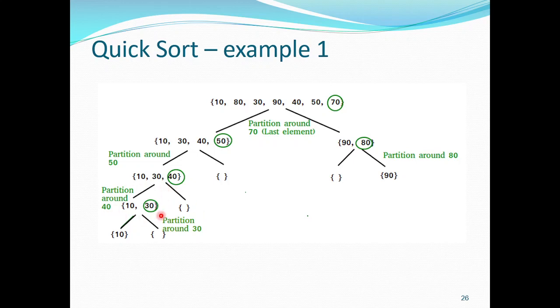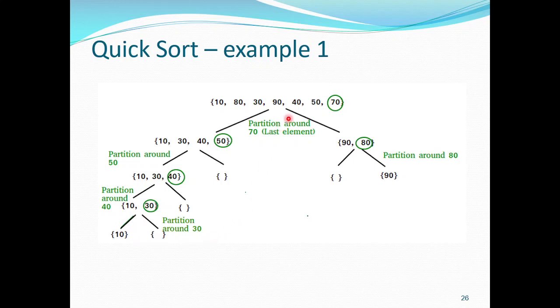So apply the same sort to 10 and 30. 30 is the pivot, because the last element becomes the pivot. Then you just move 10 to the left, because 10 is less than 30. Then the process here on the left will be completed.